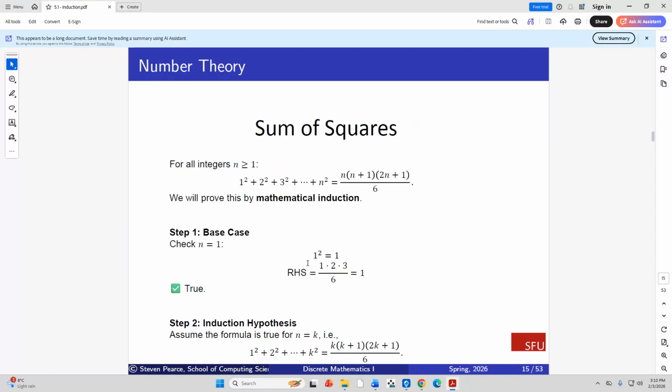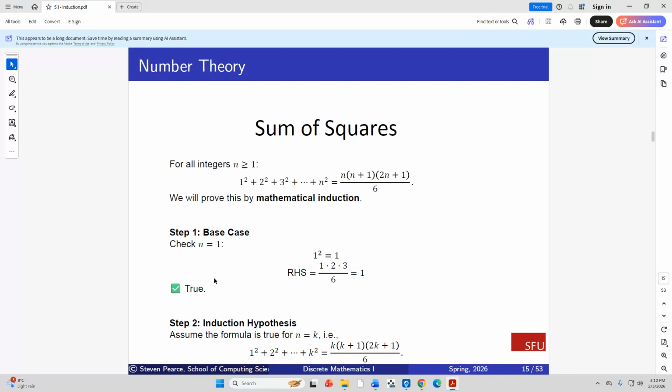Sum of squares, 1 squared plus 2 squared, all the way up to n squared equals this thing. Now, you can just work this out as well. It's the same thing. There's nothing new here. Because it's just algebra. And I don't want to go through the algebra with you and waste time with that because you can all do the algebra.